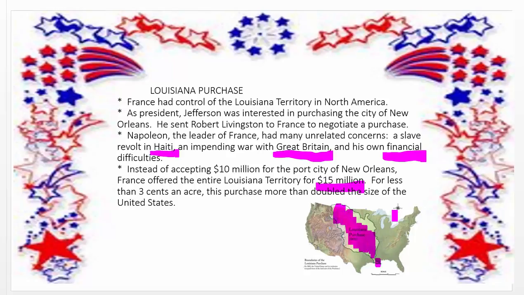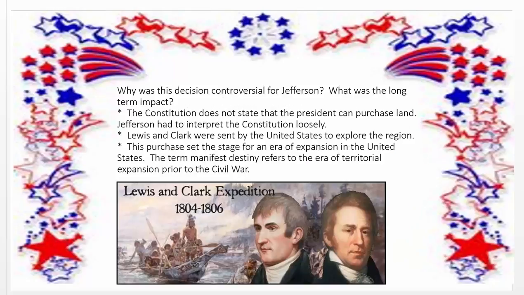No, it doesn't. So you might be asking, but I thought Jefferson was a strict interpreter of the Constitution. Well, he changed his views here. He now used a loose interpretation to justify the purchase of this territory. And that's a very important concept for you all. I put that all here. The Constitution does not state the president can purchase the land, so Jefferson is now interpreting it loosely. He sent Lewis and Clark to explore the region. You might all remember they traveled with Sacagawea.